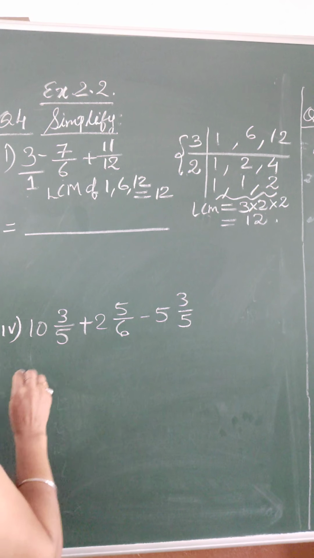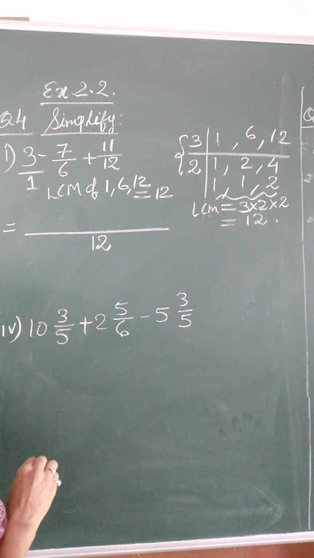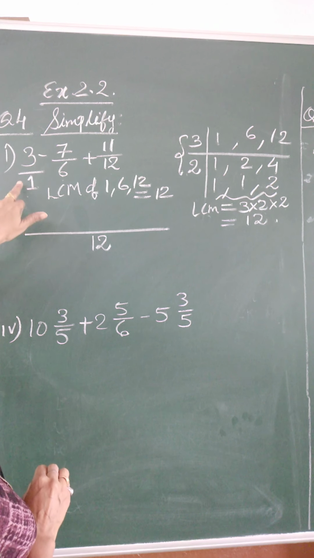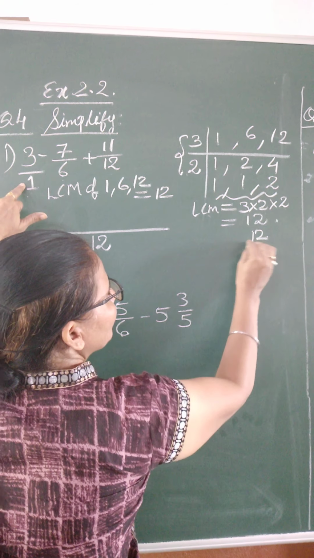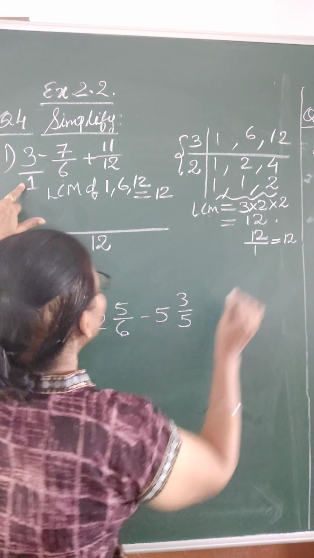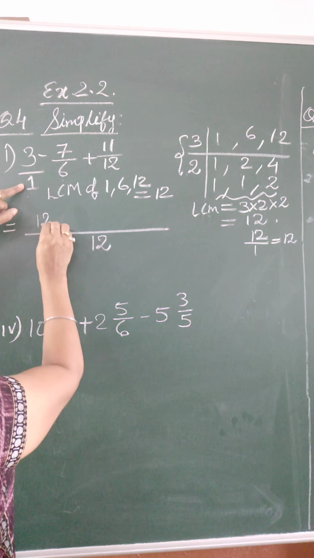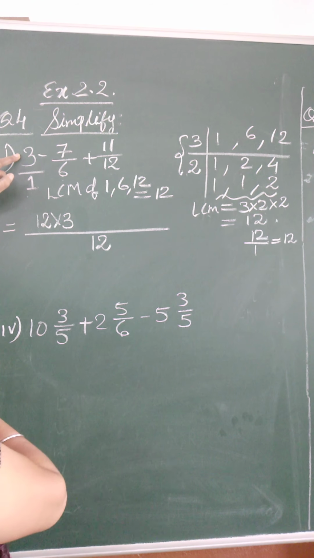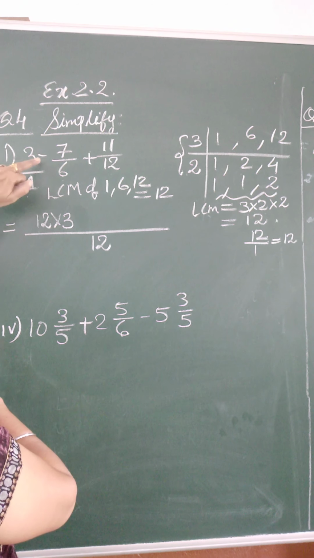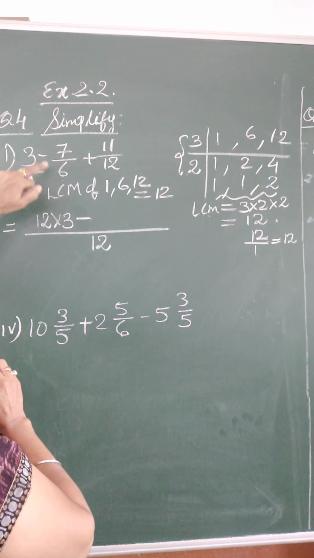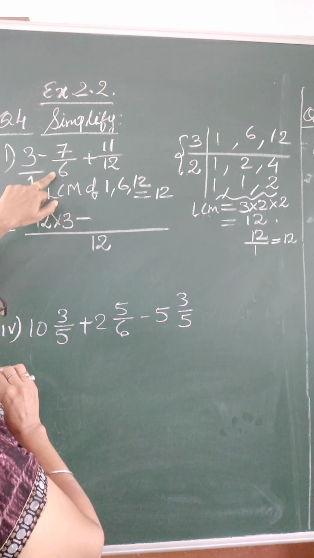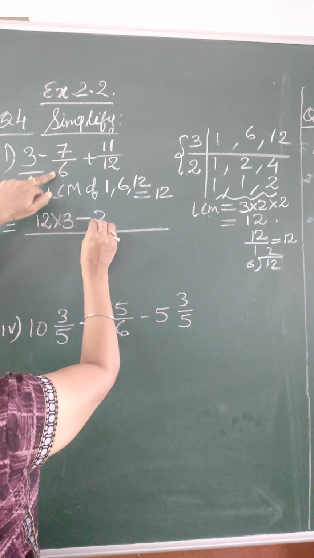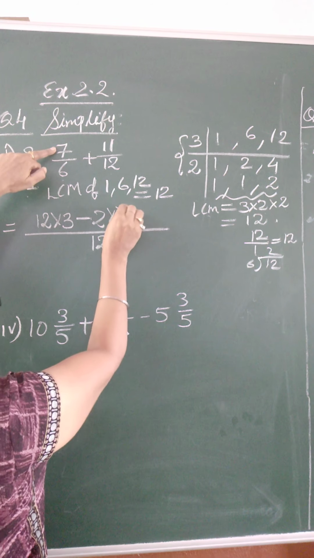You will draw one common line and write LCM as 12 here. Now this 12 you will always divide by the denominator. When you divide 12 by 1, you get only 12. Whatever you get after division you write here and multiply with the numerator, that is 3 in the first fraction. Whatever the sign is, we write the same, and the same process applies. This 12 you will divide by 6. When you divide 12 by 6, what is the answer? 2.